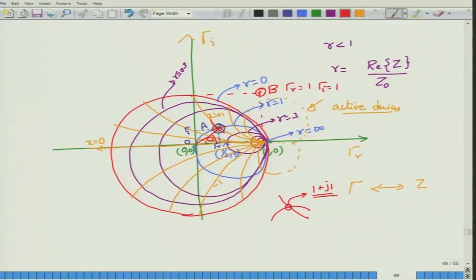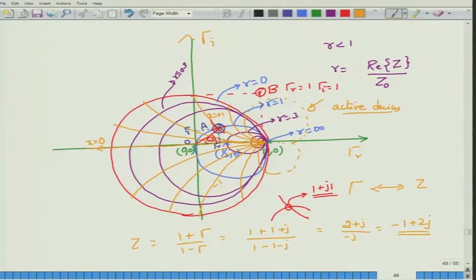The corresponding impedance would be obtained by going back to the equation that I have, because the normalized impedance is given by 1 plus gamma by 1 minus gamma. Because gamma r equals 1 and gamma I equals 1 at point B, this would be 1 plus j divided by 1 minus j. So 1 plus 1 would correspond to 2, this would be 2 plus j divided by 1 minus 1 is gone, so this would be minus j down here, and what you get is minus 1 plus 2j. This would be the complex impedance represented by point B.